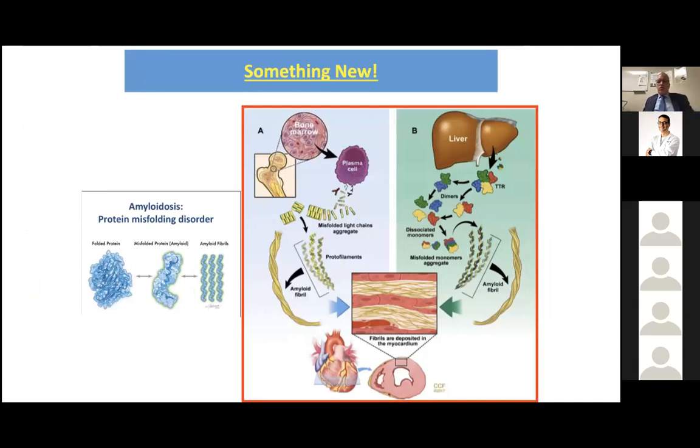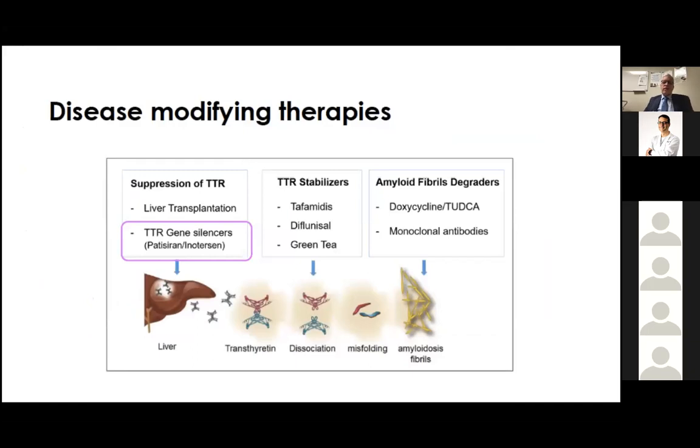Now, in terms of treatment, we've talked about two types of amyloid. One is the plasma cell, one is the liver. We're focusing today on the liver, transthyretin. So we now have disease-modifying therapies. We can suppress the synthesis, so we call them gene silencers, patisiran, inotersen, and they've been approved for the neurological symptoms, peripheral neuropathy.